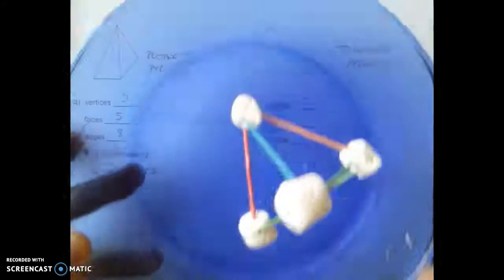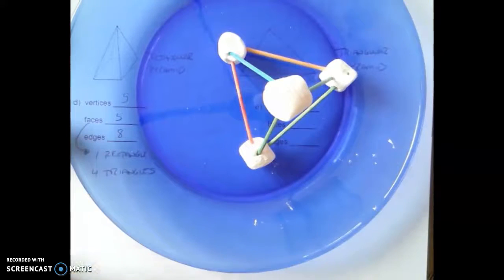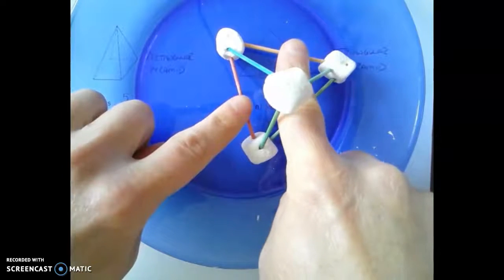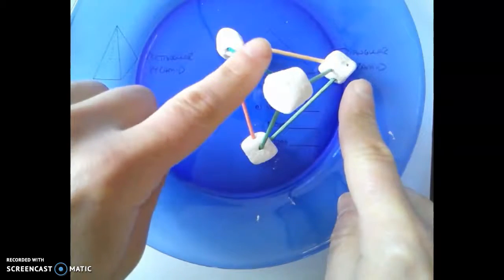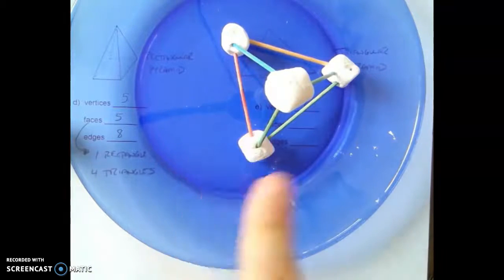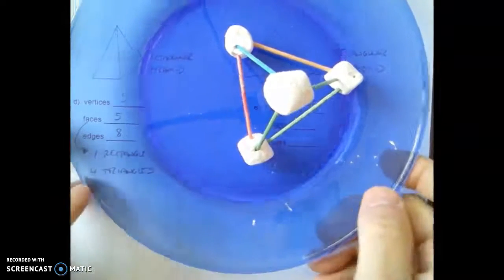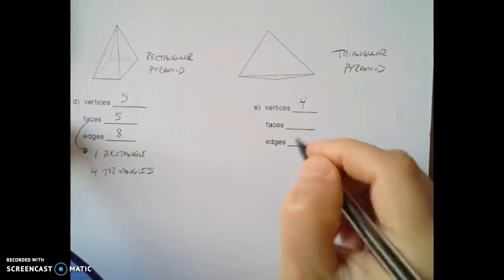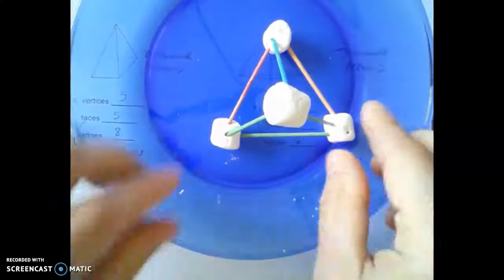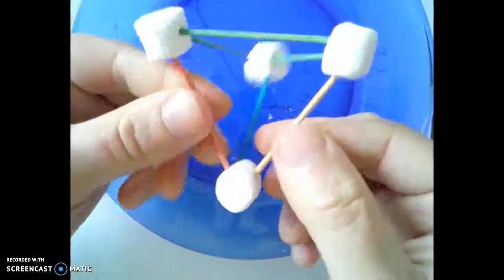Okay, the edges, the toothpicks. I see 1, 2, 3 on the bottom, and then 1, 2, 3, 1 from each corner. So that's 3 and 3. That's 6 total edges.